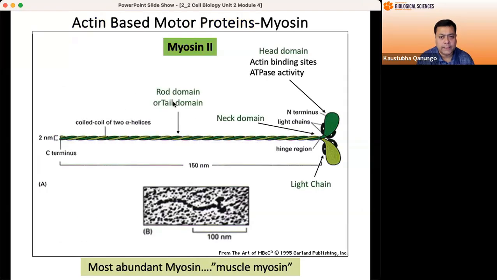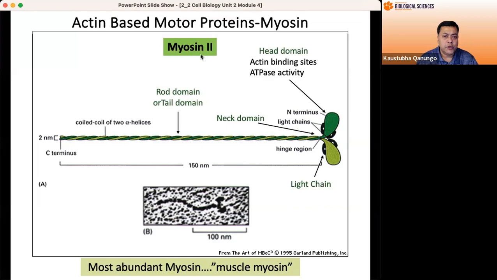So the first thing is the actin-based motor protein, which is myosin. It is typically a club-like structure. There are many different types. Club-like structure where you have a rod or tail domain, then you have a neck, and then you have this golf club-shaped head region. And the neck domain is very important, with many functions, and it does have a hinge which can flex depending upon whether they are binding ATP or not.